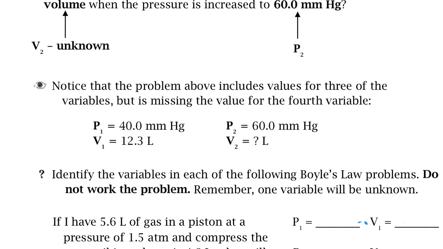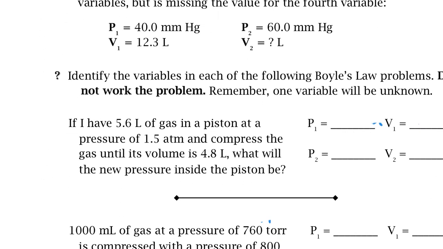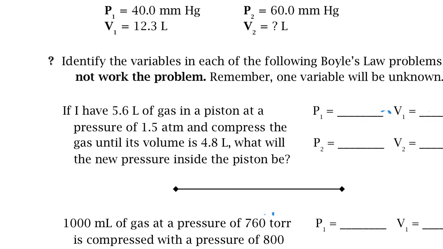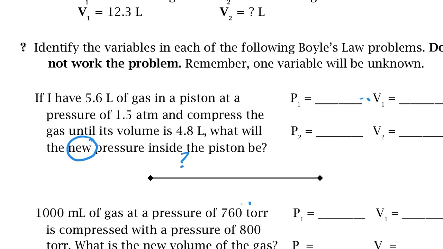The first thing we have to do is make sure that we're getting the correct variables. That tends to be the problem that most people have when doing gas law problems: actually pulling out what these variables are. Well, I like to start with the unknown first. So I read my question. If I have 5.6 liters of gas in a piston at a pressure of 1.5 atmospheres and compress the gas until its volume is 4.8 liters, what will the new pressure inside the piston be? There's my unknown. It's the new pressure, so that has to be my P2. So I'm going to put a question mark there.